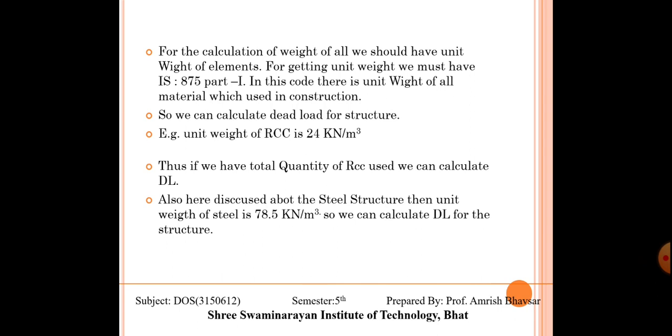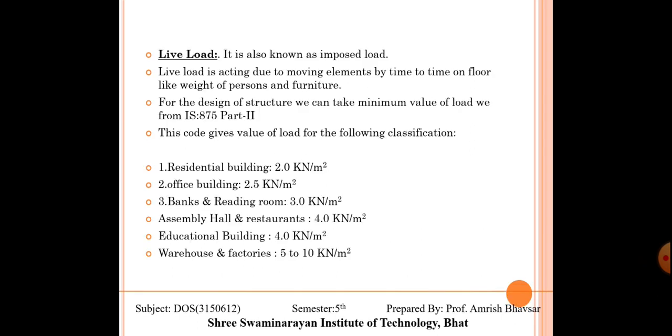Also, if we discuss the steel structure, then the unit weight of steel is 78.5 kilonewton per meter cube. So from the same we can calculate dead load for the steel members and apply it on the structure.